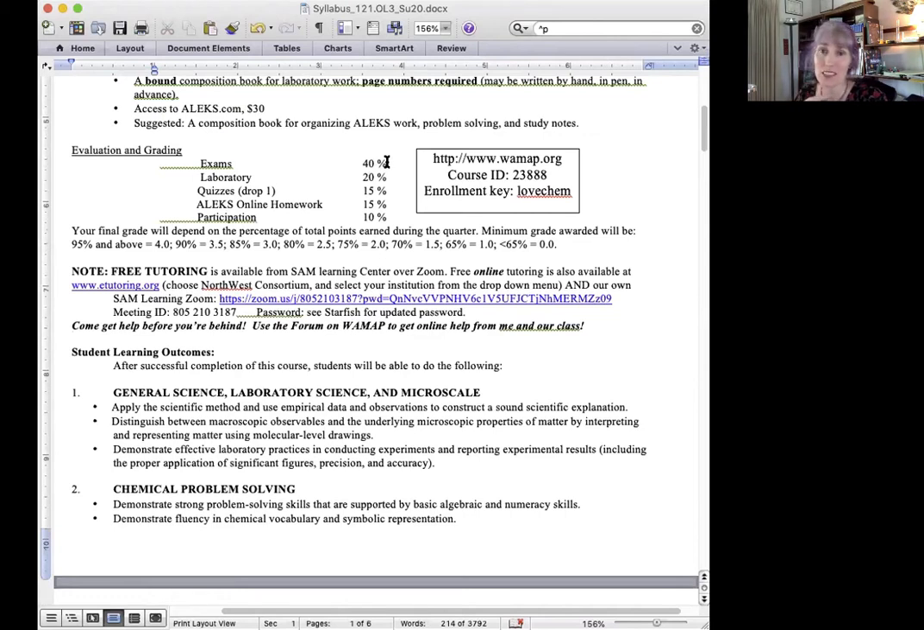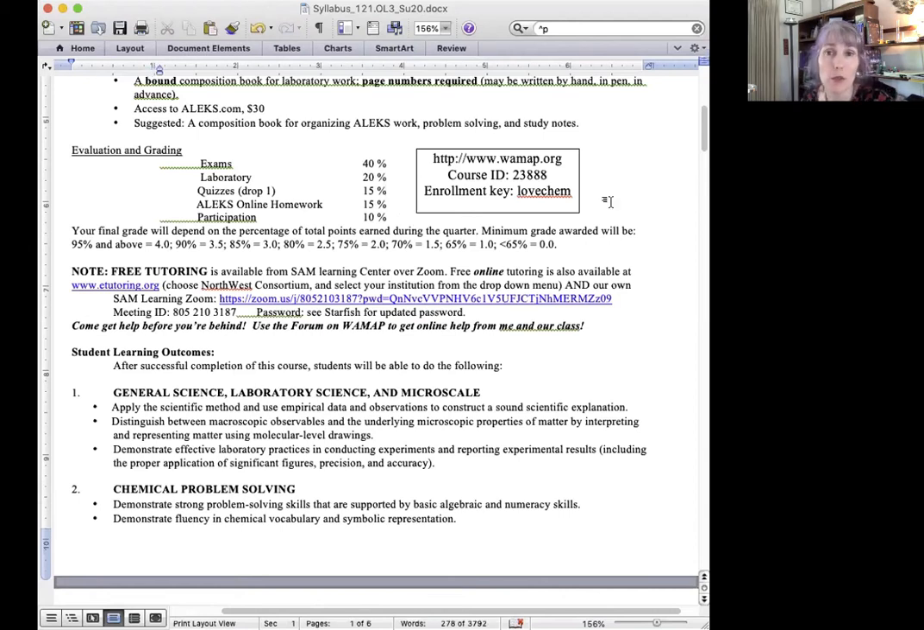The lab is a large component of the work. We'll have a quiz every week that we don't have an exam, and one of them will get dropped, the lowest score. The ALEKS homework takes a lot of time. We're expecting 3 to 6 hours a week on ALEKS, and that is 15%. And then we have a participation grade. It's based on a couple essays, forum participation, and having a conference with me, meeting with me individually.